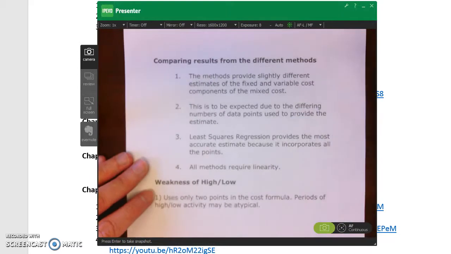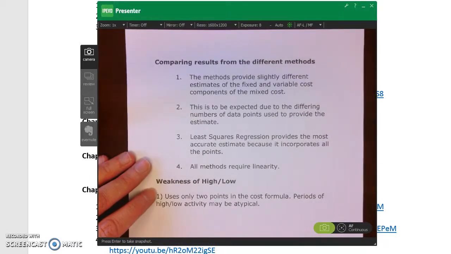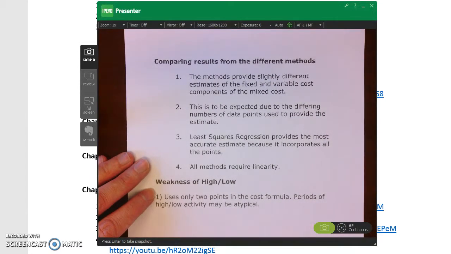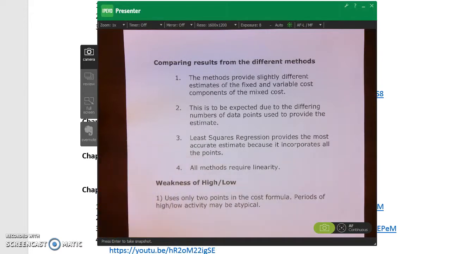Least squares regression would probably be the best way to do this. And again, I'm going to show you how to do that in Excel in a subsequent lecture video. I really don't see a reason why you wouldn't use least squares regression. It just seems to me to be the easiest way, especially because you can do it so easily in Excel. Okay, if you have the data, put it into Excel, do a regression, get the answers, and then you're done.